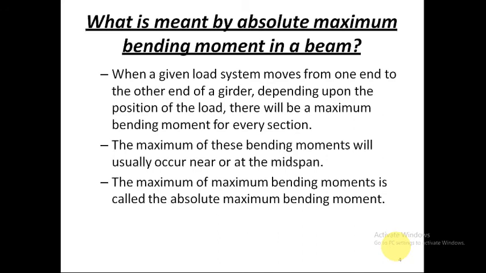So as the load moves from one end, that is left, to the right of the girder, there are going to be n number of bending moments. Amongst them, at a particular location, we are going to get one maximum bending moment. The maximum of these bending moments will usually occur near the mid span. So when the load is very near the mid span, we are sure to get a maximum bending moment. The maximum of these bending moments will be taken as the absolute maximum bending moment.